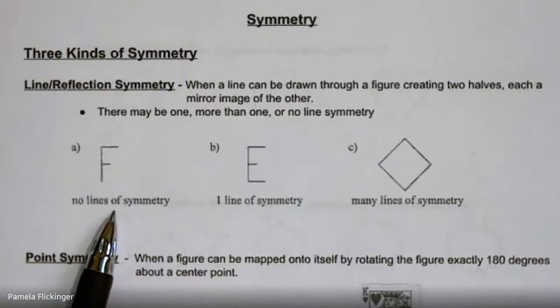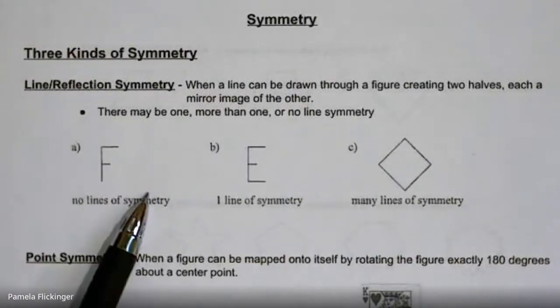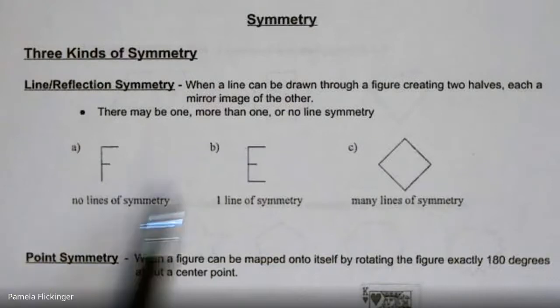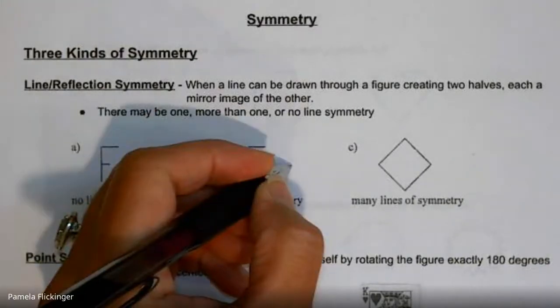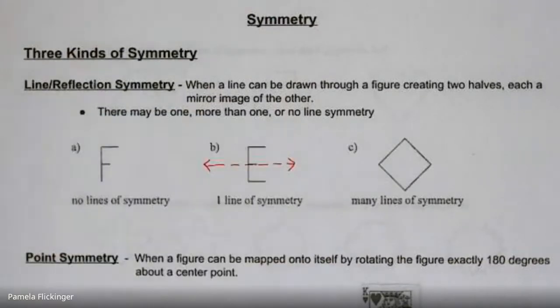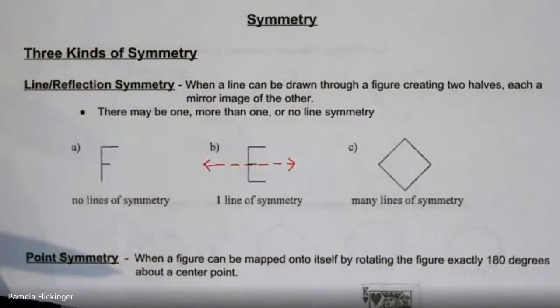So the letter F, this doesn't have any lines of symmetry. I can't draw one, and of course we always start with the horizontal and verticals, and then we look at maybe diagonals, right? And there aren't any, so we would just say no lines of symmetry. Right, the letter E does. All right, I can actually draw a horizontal line right through that middle right there, and I create 2 equal halves that are mirror images of each other. That's the only line I can draw, so it just has one line of symmetry.